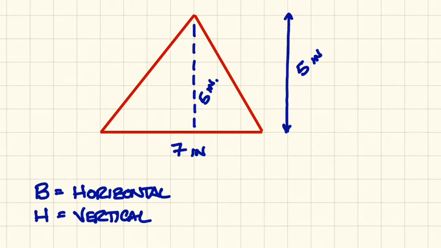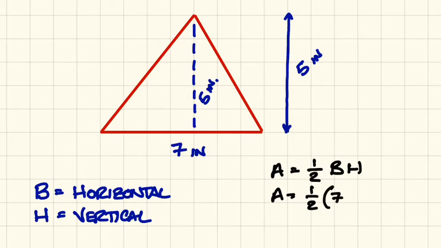Either way, the delivery of the information may vary. But either way, I don't know these lengths, and I don't care about them when it comes to area. What I know is I need the base and the height. So now I can come in here: area equals 1/2 base times height. Plug it in: 1/2, base was 7, times 5, my height.